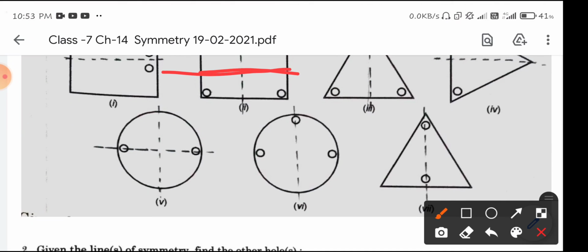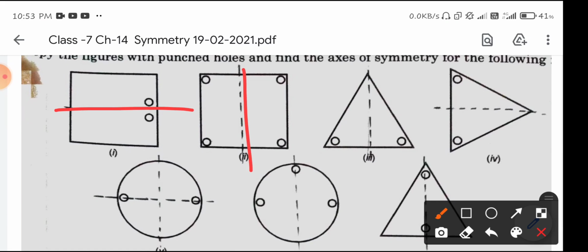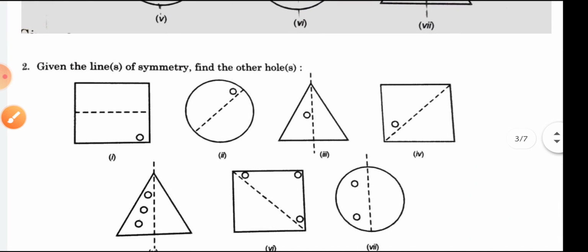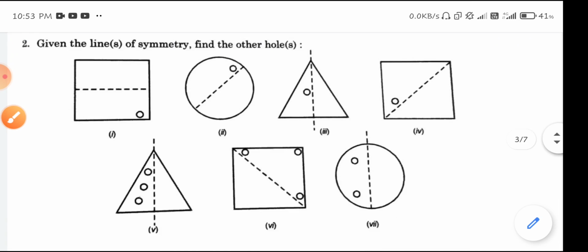How to divide? So that both the parts or both the sides of the given figure should be equal to each other. So for symmetry, how to do it? You have to divide from the middle, vertically or horizontally. Then the second one: given the lines of symmetry, find the other holes. Here you can see the line is given, but you have to make the holes so that our figure will become symmetrical, or the figure will become equal.